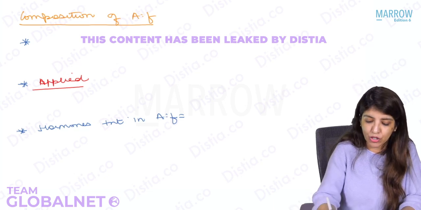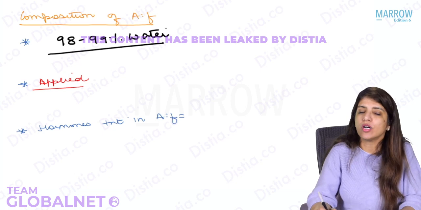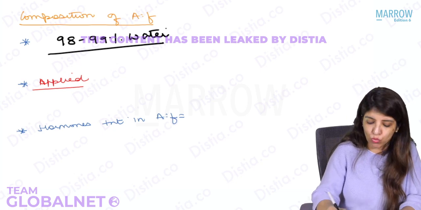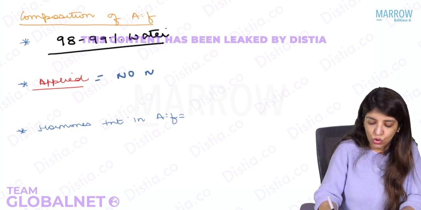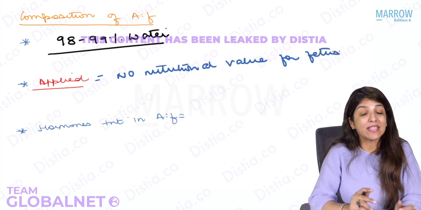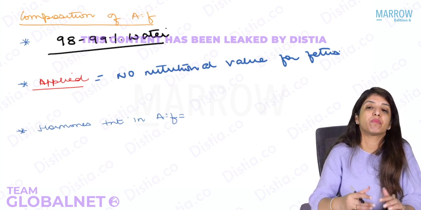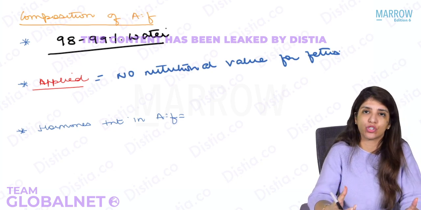Then comes the important points on composition of amniotic fluid. Please remember, amniotic fluid is 98 to 99% water. Now, what is the application of this? Because it is 98 to 99% water, it has no nutritional value for the fetus. So yes, amniotic fluid helps in distension of the uterus.